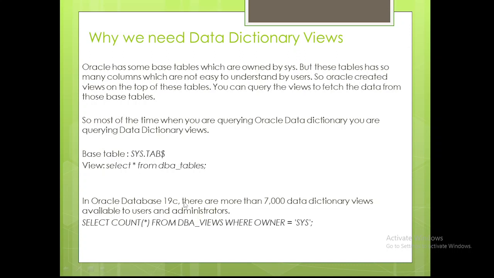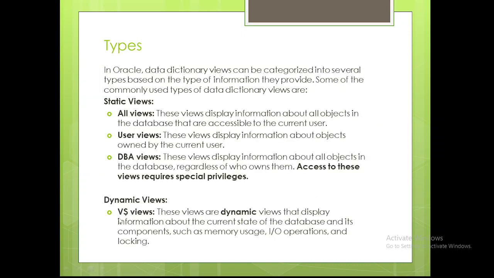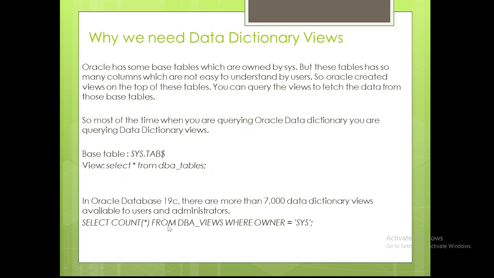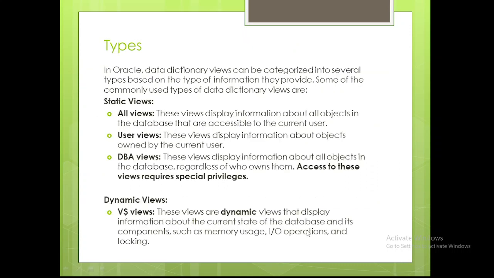In Oracle 19c, there are more than 7,000 data dictionary views that users and database administrators can access. You can get all those views by this query: select count(*) from DBA_VIEWS where owner = 'SYS'. It will show you all the views for which the owner is SYS. Those are created by the SYS user.